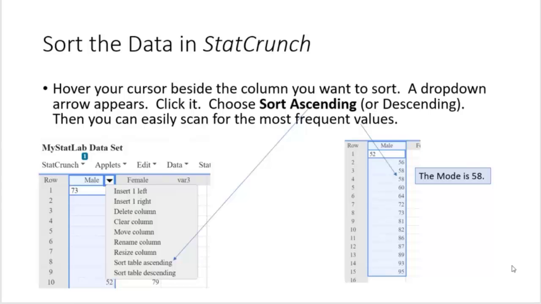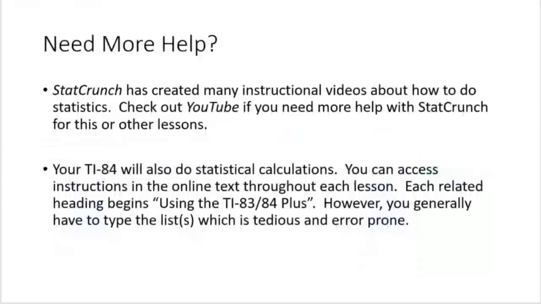So you do have to visually inspect it, but you can get StatCrunch to help you sort it, so all your numbers will end up grouped together, and it makes it easier to see if one number appears more than the other one. So I hope that's helpful. If you do need more help, StatCrunch has a lot of instructional videos about how to do statistics, so you can check out YouTube. You can go to YouTube and look up StatCrunch how-to videos.